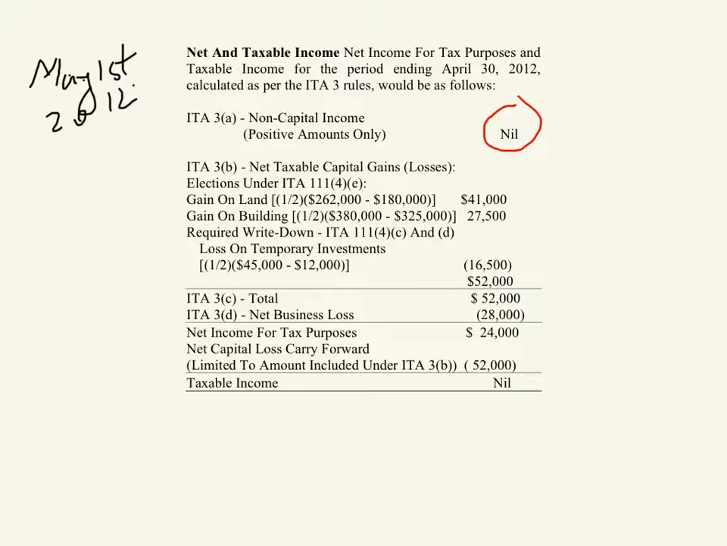Under point B, we need to find out the net taxable capital gains. Now, from the question, we don't have any net taxable capital gains in this year, but we do need to look at the transfer of assets to the new company and see if we can have any capital gain there. If I am looking at the land and I make the elections under the Income Tax Act and choose the fair market value, then I'll get a capital gain of 82,000, which gives me a taxable capital gain of 41,000.